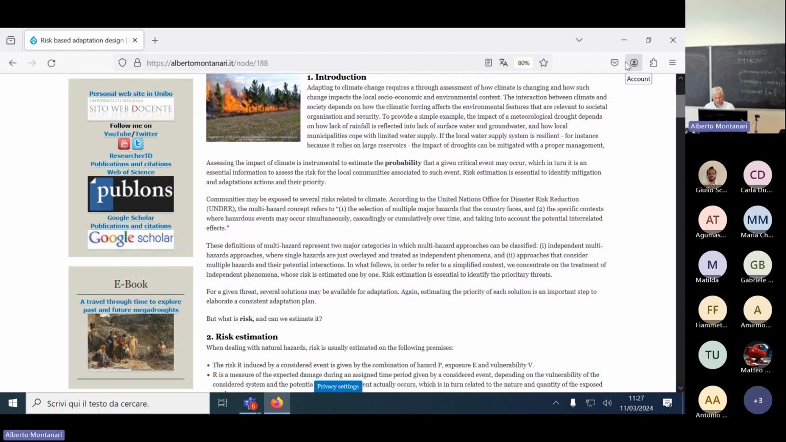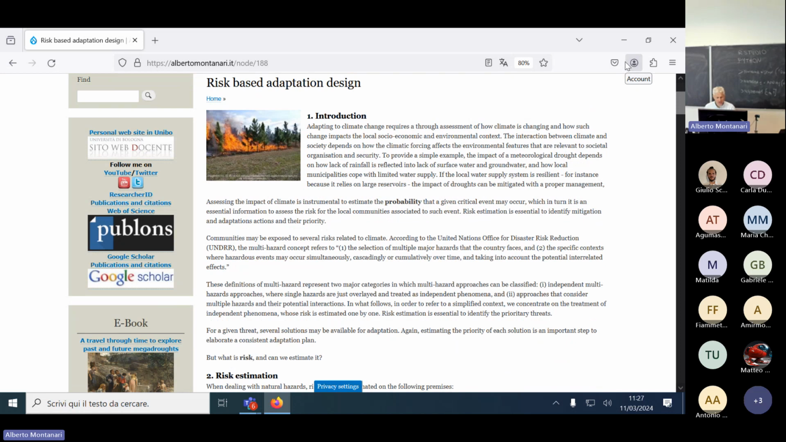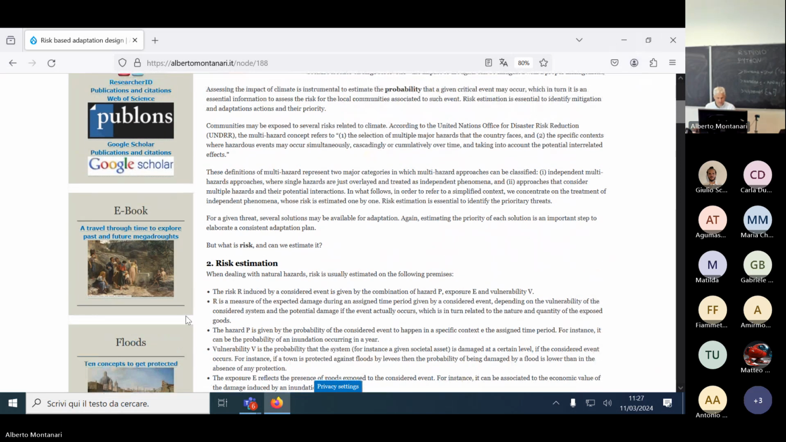Risk. What is risk? So look at this question. What is risk and how can we estimate it? There is quite a large literature on the subject, and I want to give you an example.